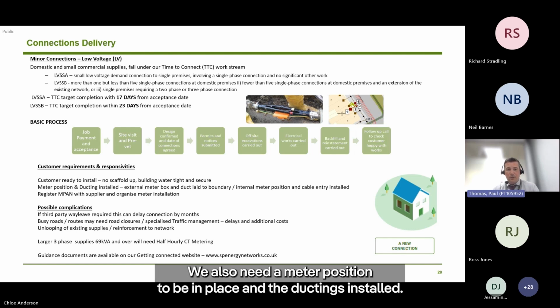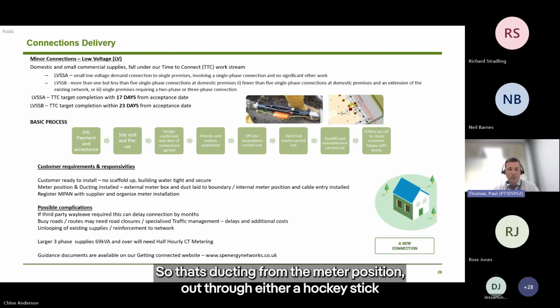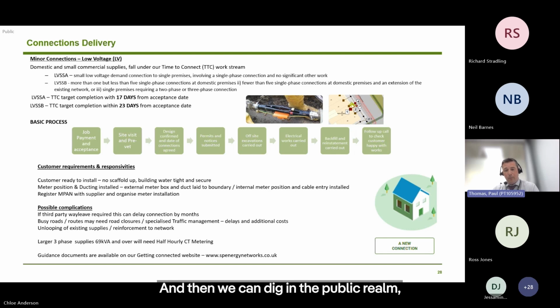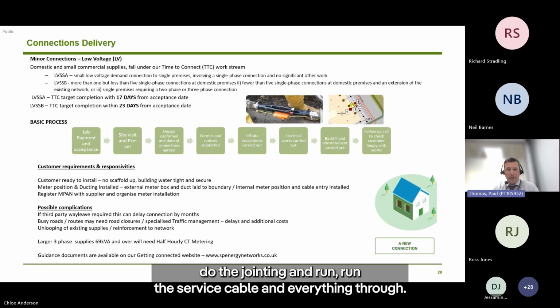We also need the meter position being placed and the ducting installed, so that's ducting from the meter position out through either a hockey stick or some ducting if it's a larger supply, out to the boundary, and then we can dig in the public realm, do the jointing and run the service cable and everything through.